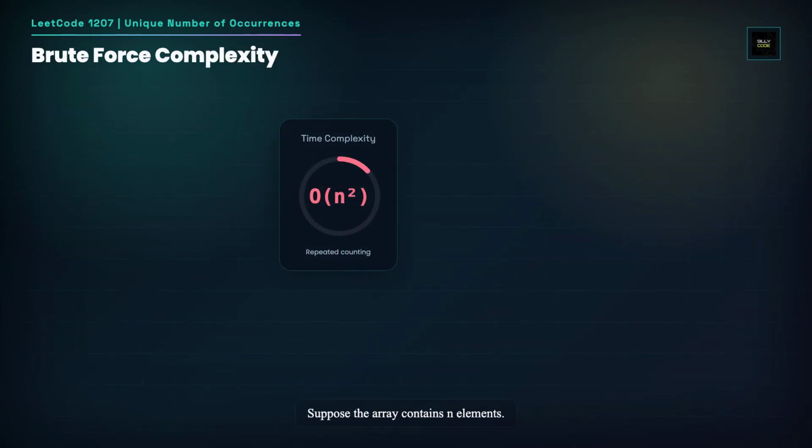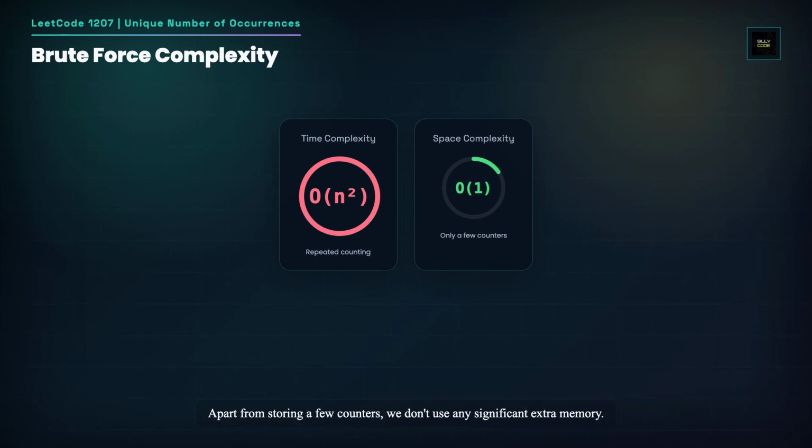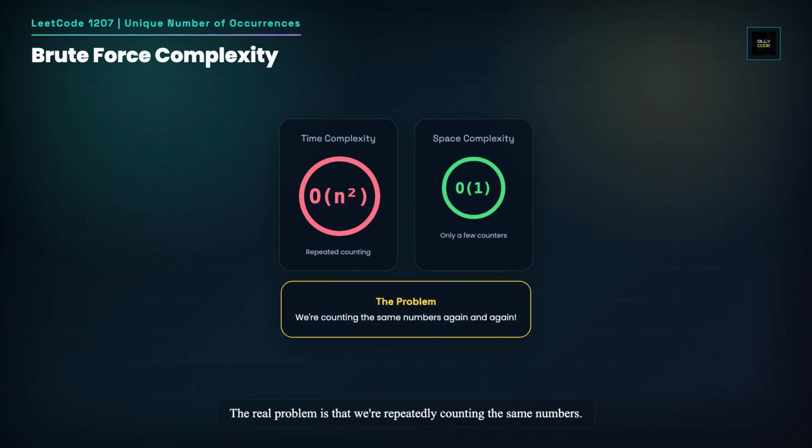Let's analyze the complexity. Suppose the array contains n elements. For every distinct number, we may end up scanning the entire array to count its frequency. Then we compare the frequencies with each other. Overall, this approach can take O of n squared time. Now let's talk about space. Apart from storing a few counters, we don't use any significant extra memory. So the extra space complexity is O of 1. The real problem isn't memory. The real problem is that we are repeatedly counting the same numbers. Can we somehow count every number just once?